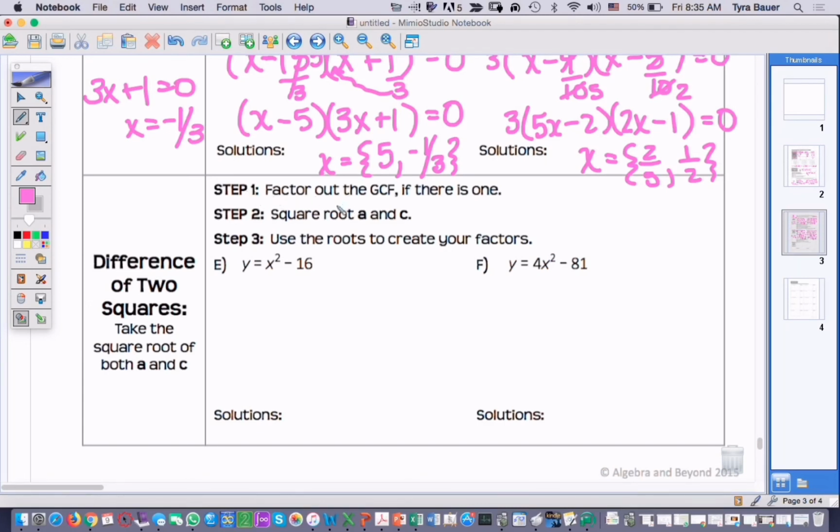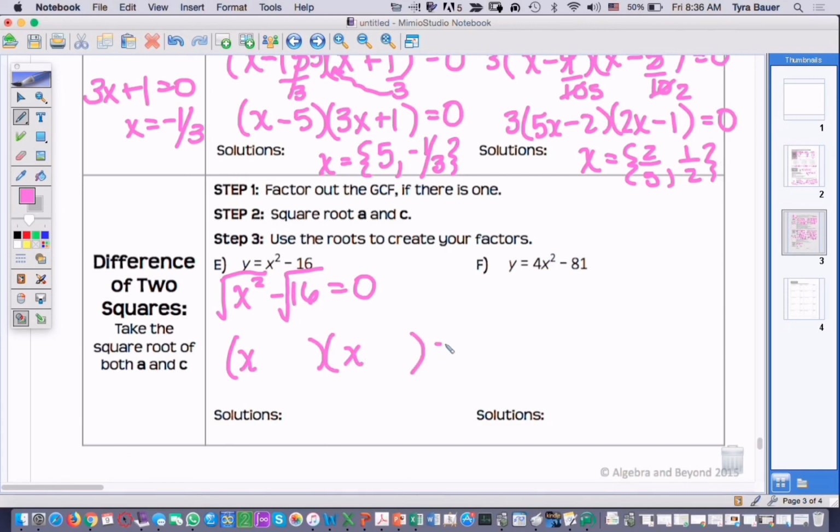All right, difference of 2 squares. Take the square root of both a and c. Step 1, factor out the GCF if there is one. Step 2, square root a and c. Step 3, use the roots to create your factors. All right, do we have a GCF? No, so we're going to say x squared minus 16 equals 0. And then it says to square root a and square root c.